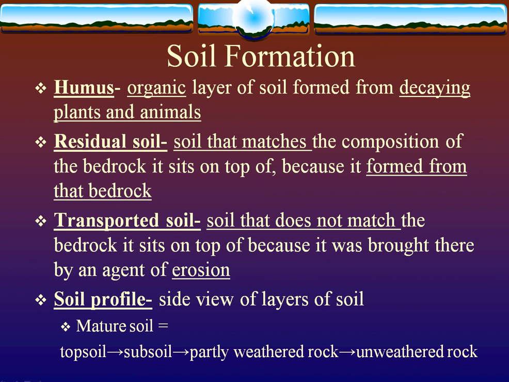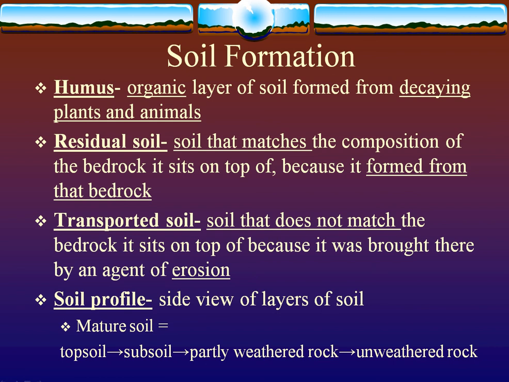There are two general types of soil, residual or transported. Residual, think of the word residue. It's soil that matches the bedrock it sits on top of because it formed from that bedrock. So it's the residue, it's broken down bedrock. Transported soil does not match what it sits on top of because it was brought here by an agent of erosion. Somewhere else there was some rock that broke down and then the bits of rock were deposited here.